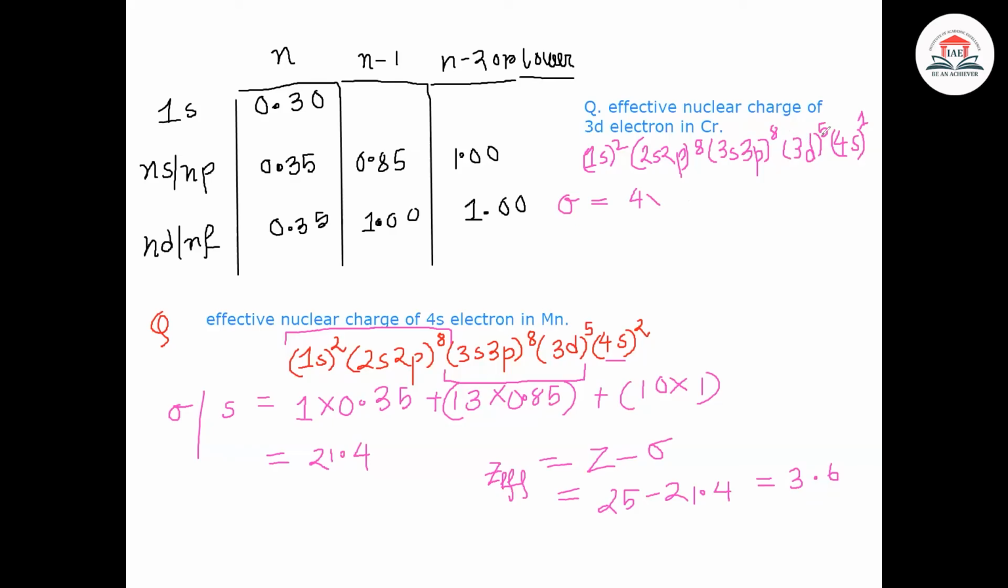So in 3D there are 5 electrons, so excluding 5, what remains? 4. That 4 electron will shield by a factor of 0.35. And all the electrons which are there before the 3D group, all of them will shield by a factor of 1. So how many electrons are there? Total 18 electrons. So it will be 18 into 1. So 4 into 0.35 is 1.4. And 18, so it will be 19.4.